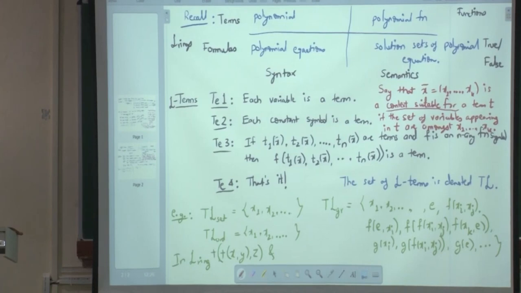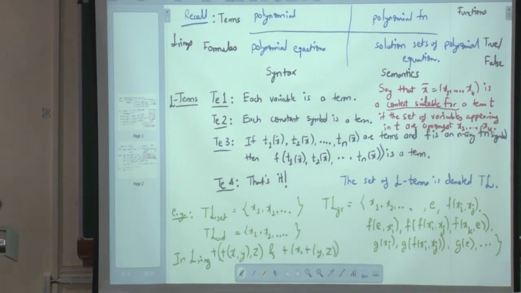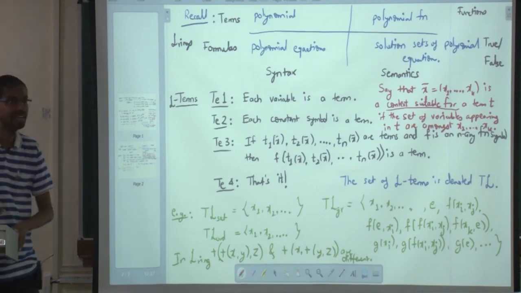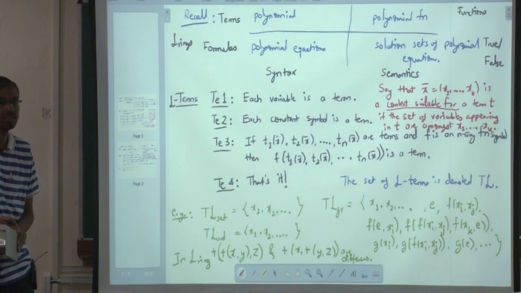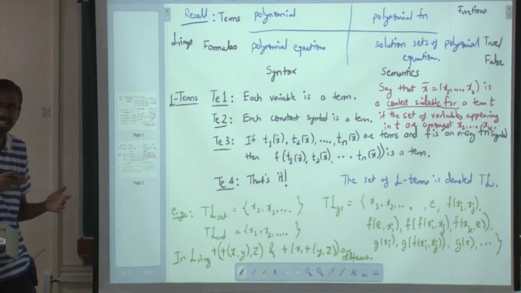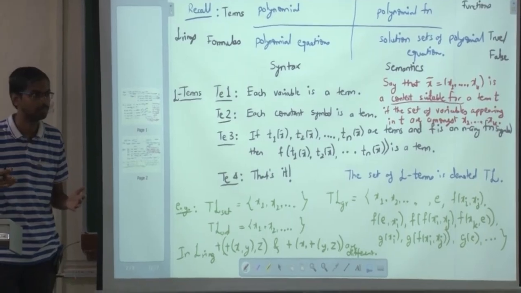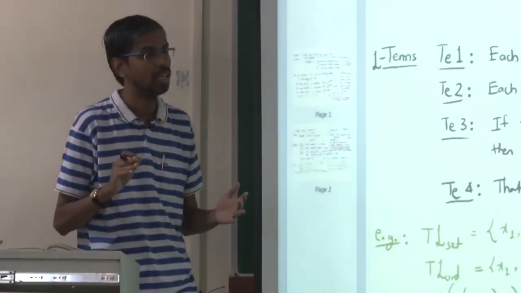and plus of x comma plus of yz, these are different terms. Nobody told us that they are the same. Parentheses do matter at this point because we are just manipulating symbols. So technically speaking, polynomials are not terms unless you write them properly with appropriate parentheses. Right, so you understand this?